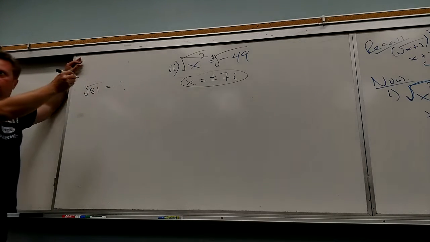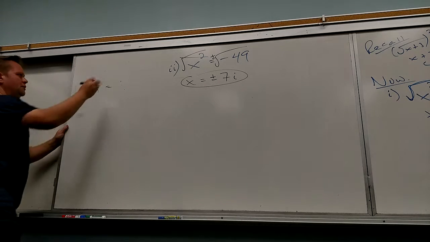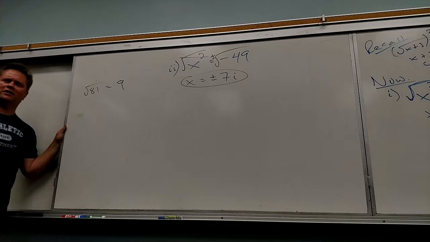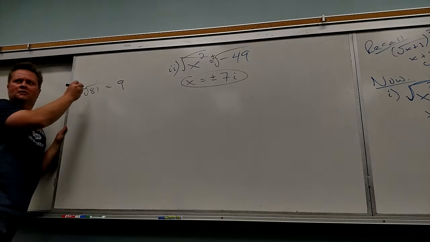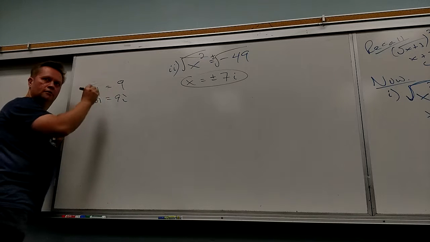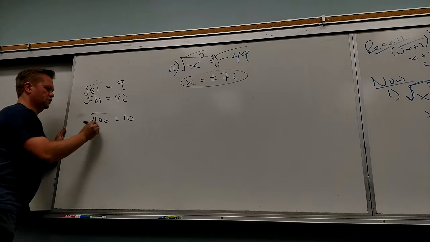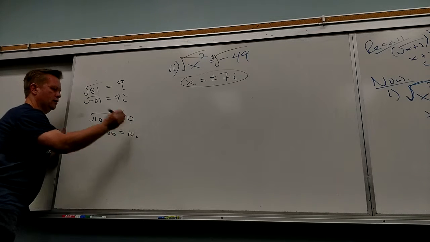Square root of 81. Plus or minus 9. No, stop it. What's the square root of 81? 9. You guys, I'm not trying to trick you. Oh, it's not a square. What's the square root of negative 81? 9i. What's the square root of 100? 10. What's the square root of negative 100? 10i.